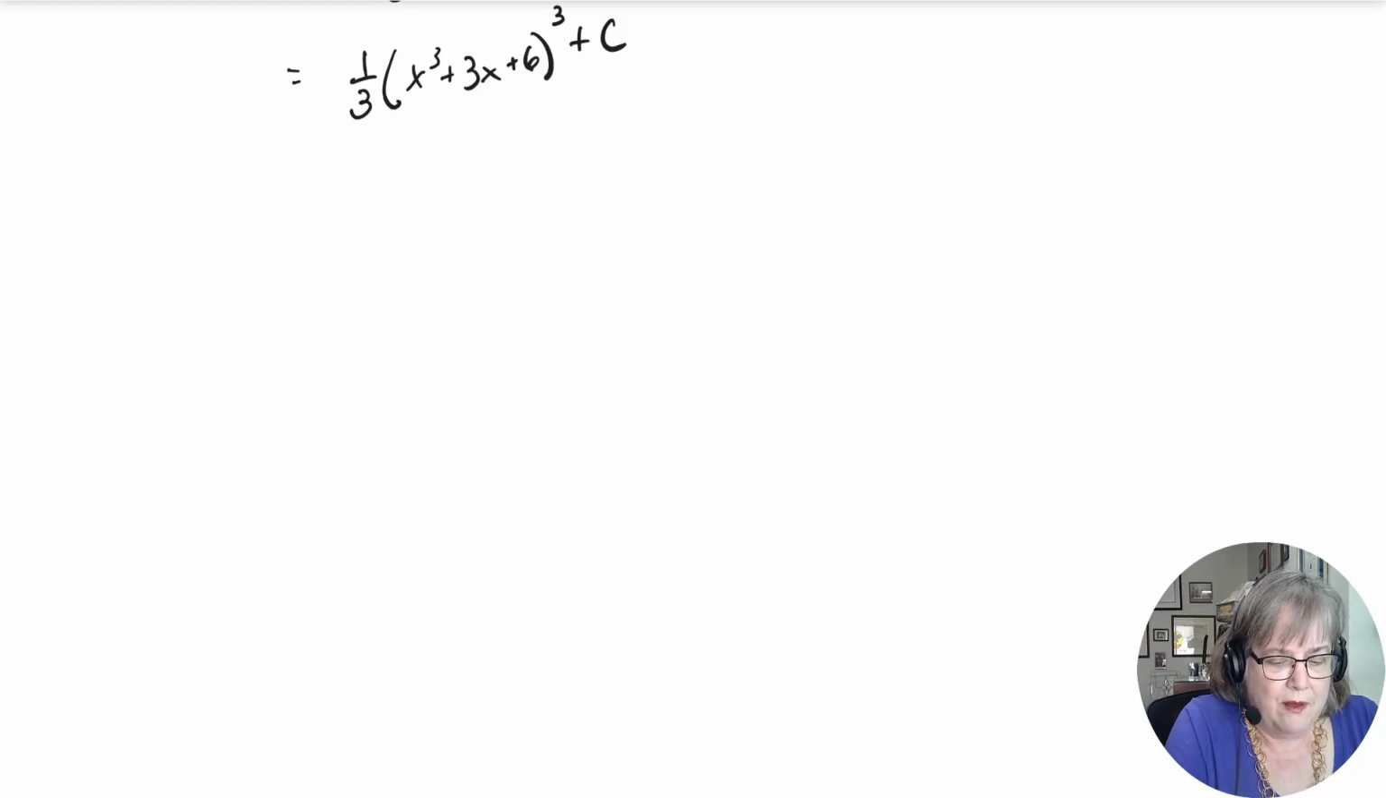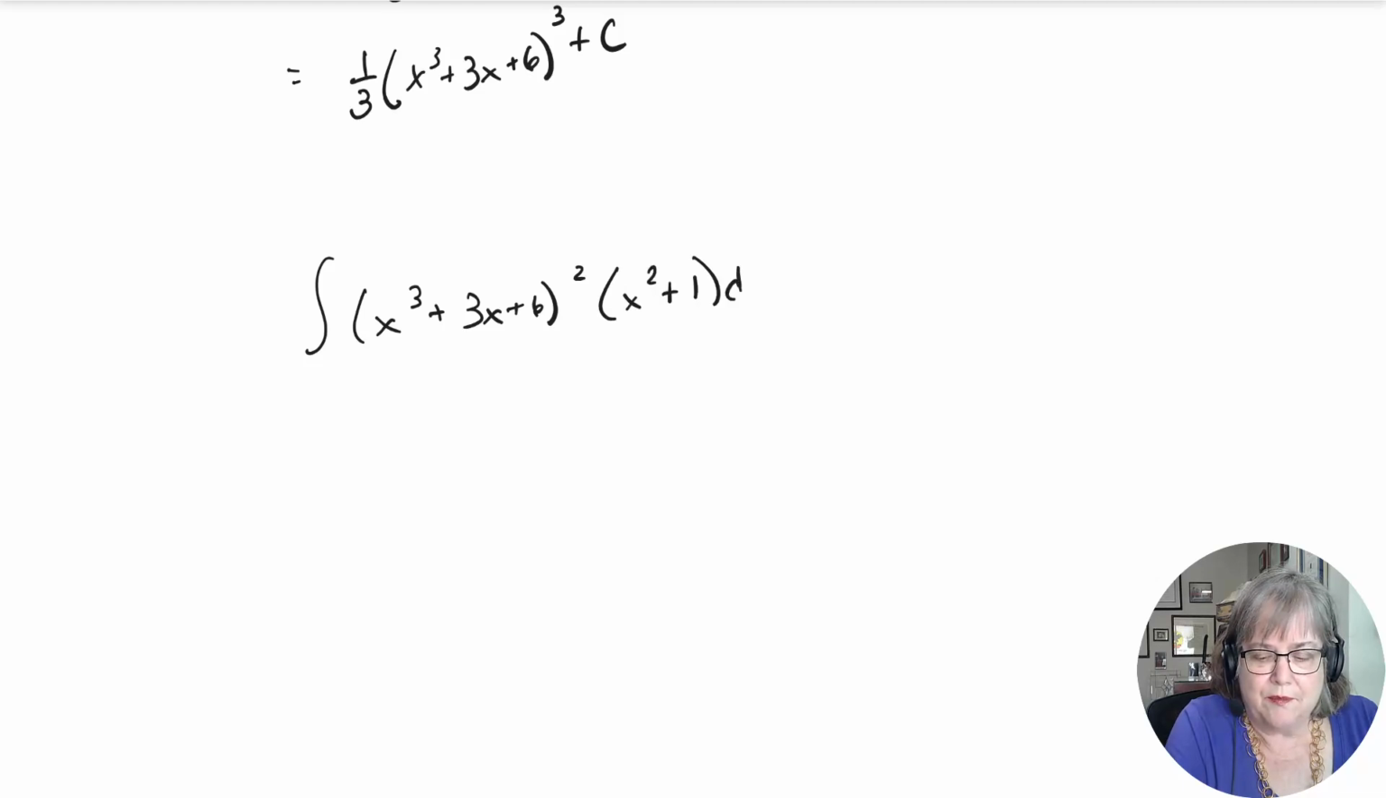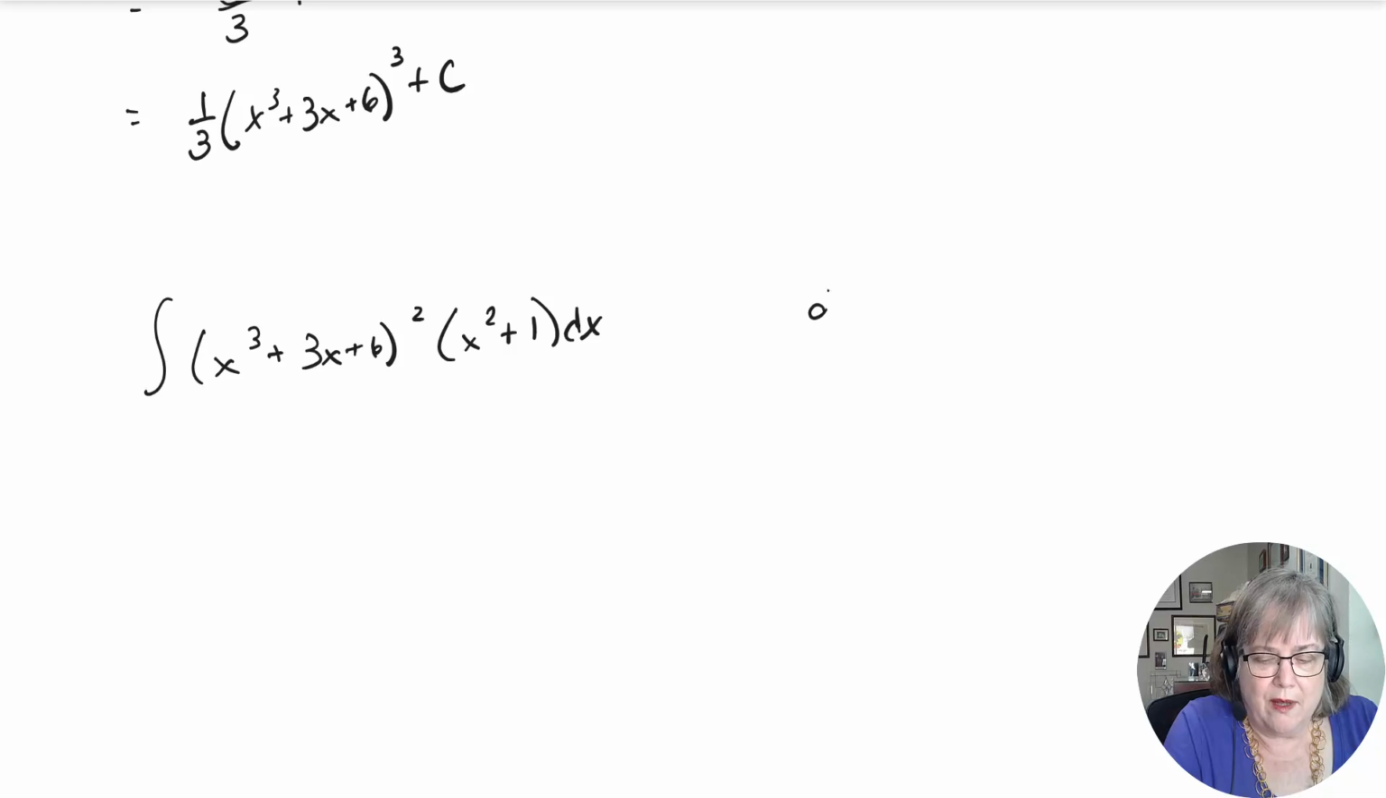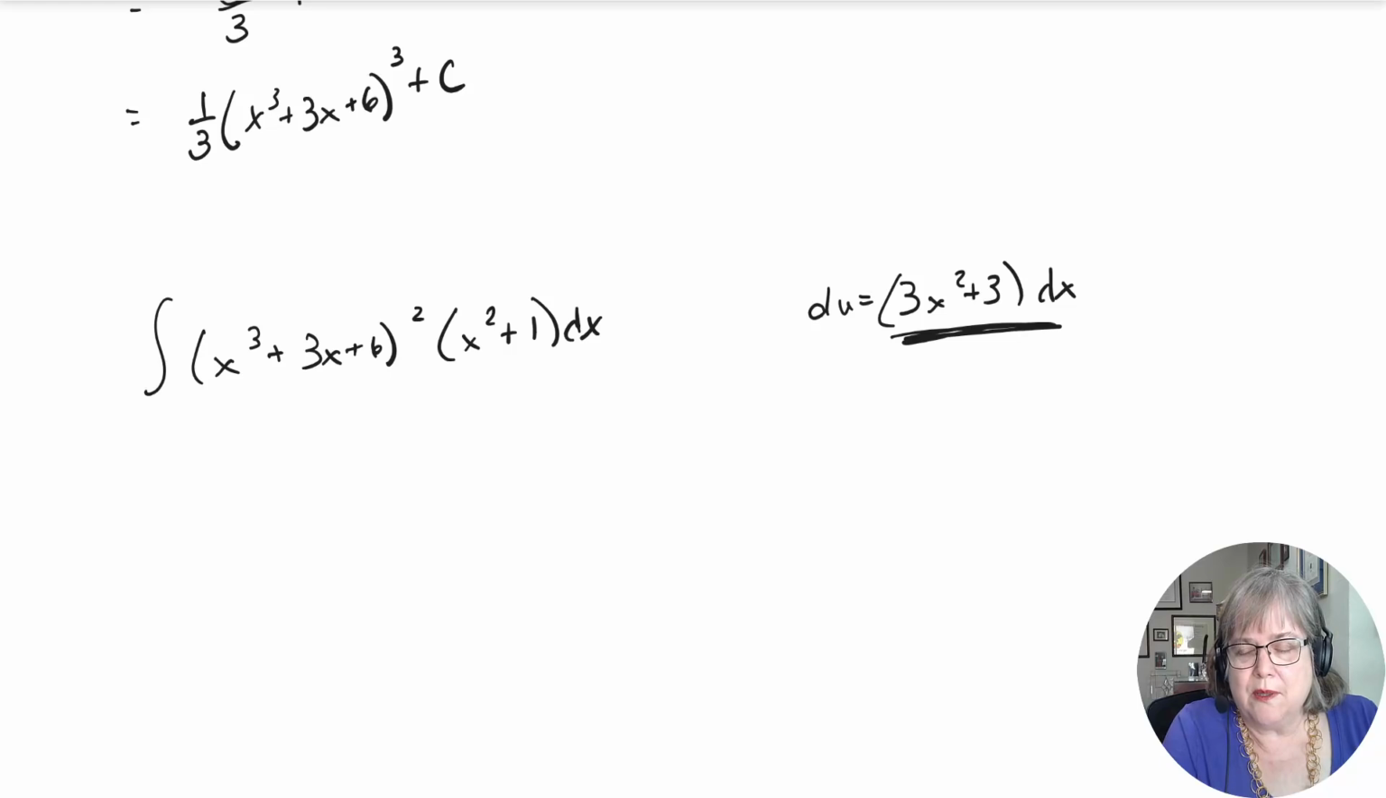What if you had a variation of that? X cubed plus 3x plus 6 squared, and what you have over here is x squared plus 1. Now remember, we found out that du from before was 3x squared plus 3 dx. So this is what I want. I want 3x squared plus 3 dx, and all I have is x squared plus 1, but this can be factored out and says all I'm really missing is a 3, right?